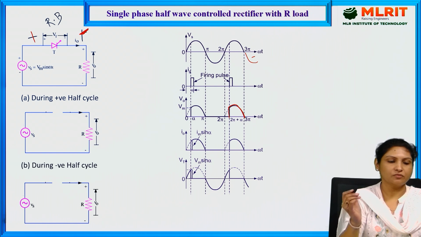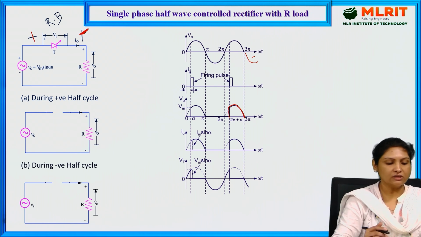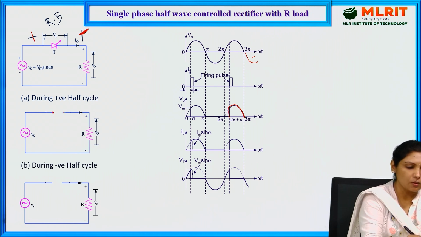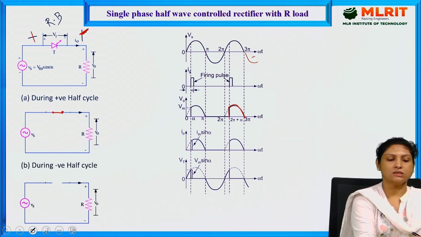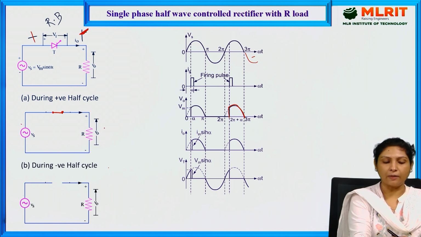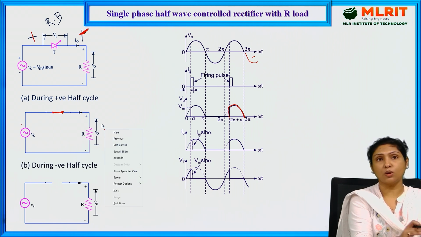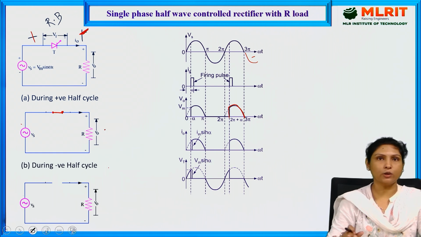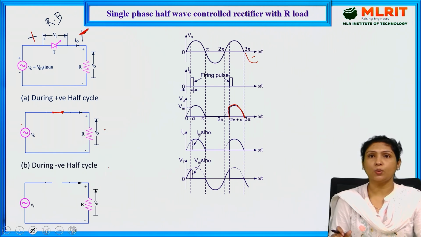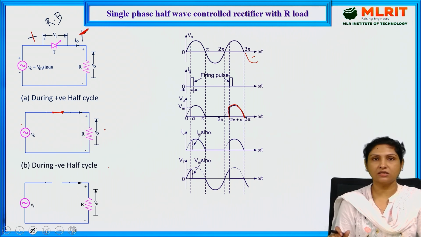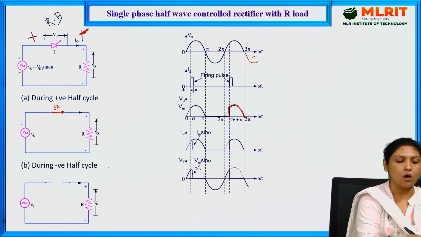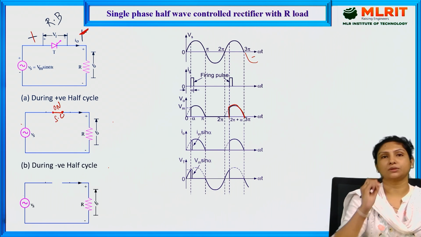Alright, so you may ask me, how are we getting the output voltage during alpha to pi? When the thyristor is short circuited during the positive half cycle, whatever voltage we apply across the source appears across the load. That is how we get the output voltage from alpha to pi when the thyristor is in the on state, or short circuited.